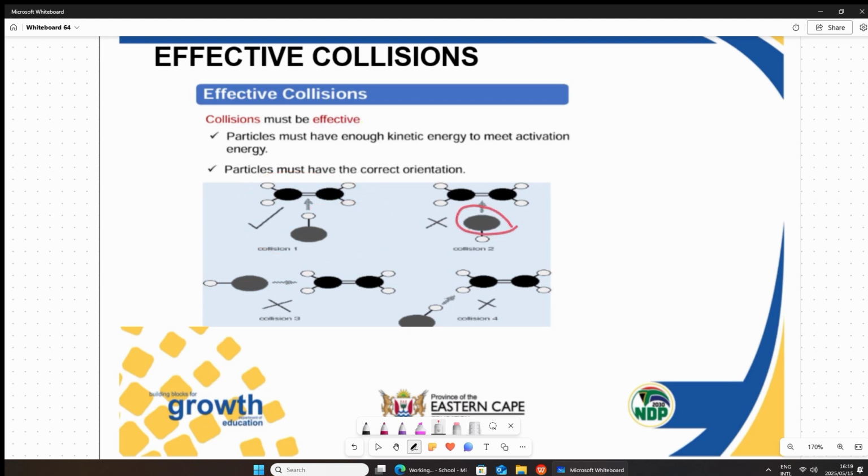However, if the chlorine atom from the hydrogen chloride molecule is the one that is approaching this carbon-carbon double bond, then we say this is not the correct orientation, hence the X there, which means that the effective collision will not take place. Also, if this chlorine atom is the one attacking the hydrogen atoms from this molecule, then again, this is not an effective collision. And again, the correct orientation means that the hydrogen must be the one colliding with these carbon atoms. Then we say they are correctly oriented.